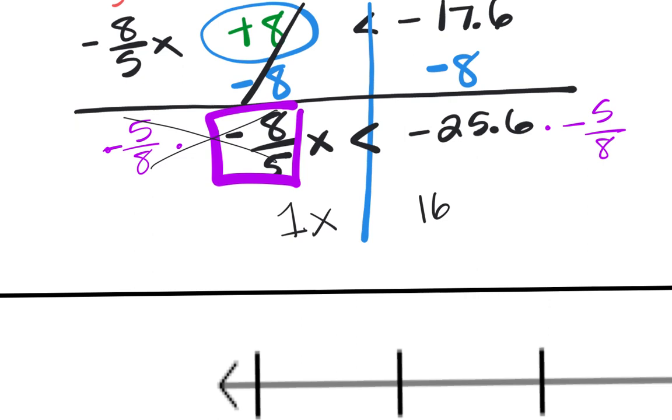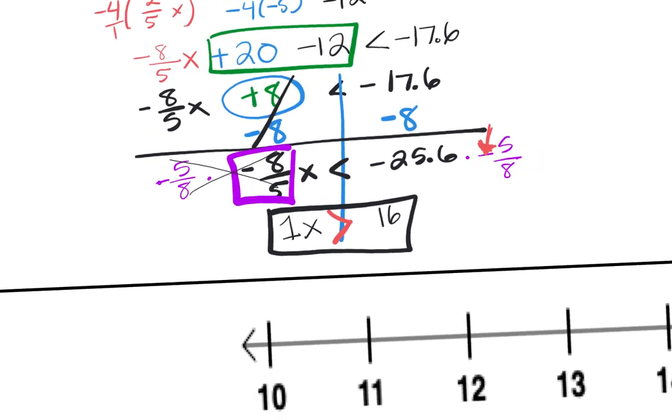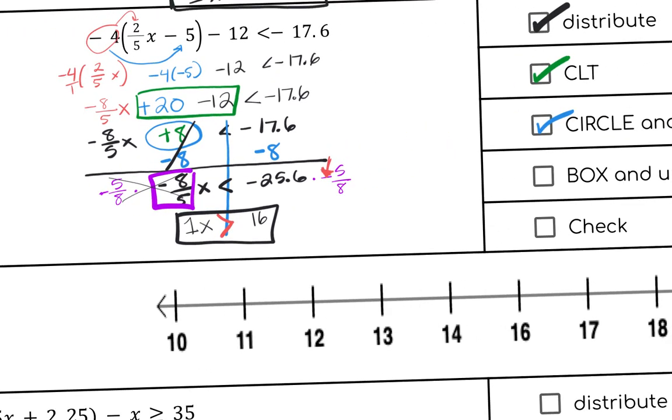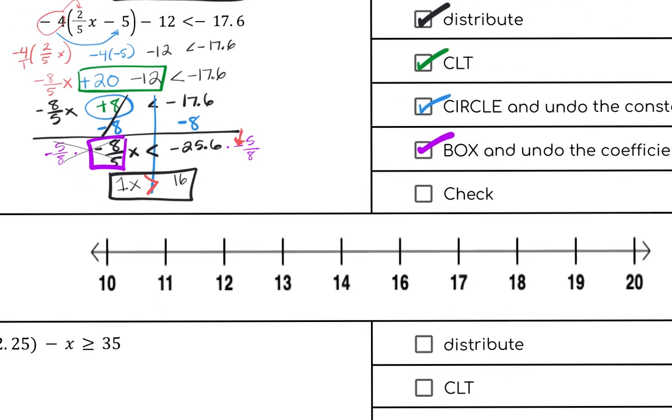But, look, I multiplied by a negative number. Okay? That means I have to flip the direction of my symbol. So it opens the other way now. So x is greater than 16. To graph that, I put a circle. There it goes. I put a circle on 16, and you can color in anything that makes this inequality true.